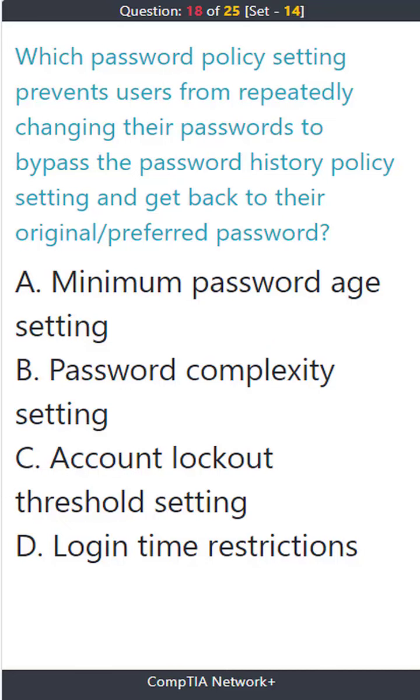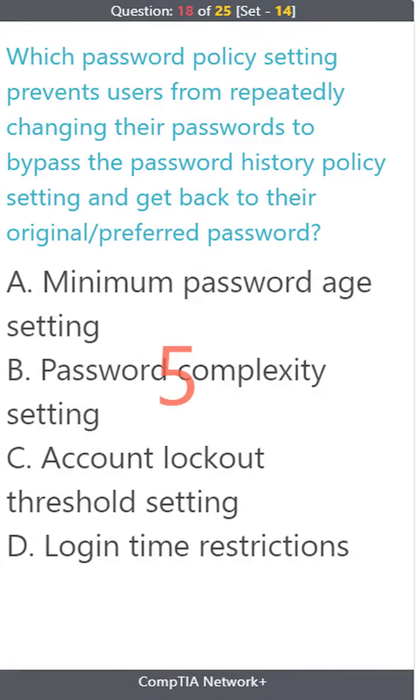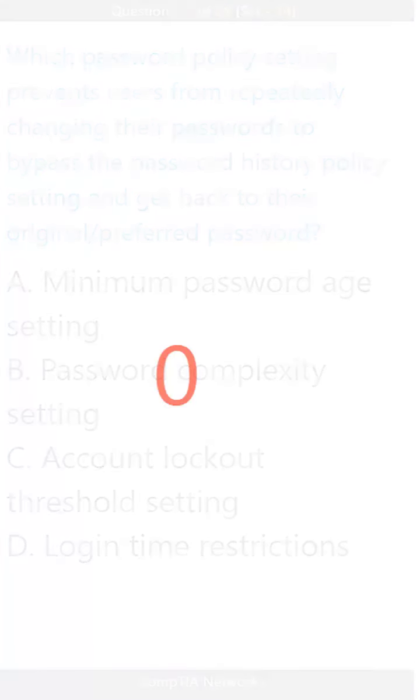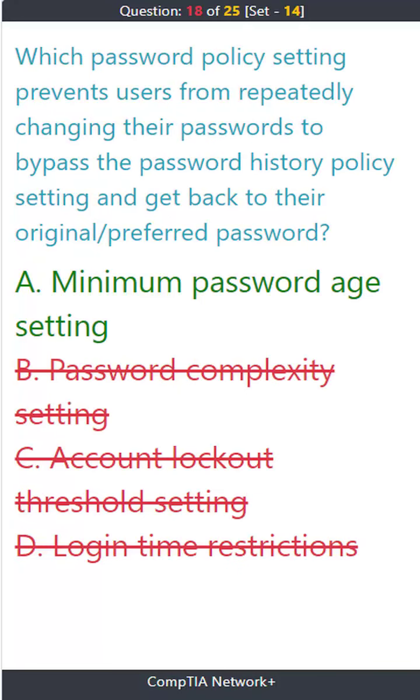Question 18. Which password policy setting prevents users from repeatedly changing their passwords to bypass the password history policy setting and get back to their original or preferred password? A. Minimum password age setting. B. Password complexity setting. C. Account lockout threshold setting. D. Login time restrictions. The correct answer is A, minimum password age setting.